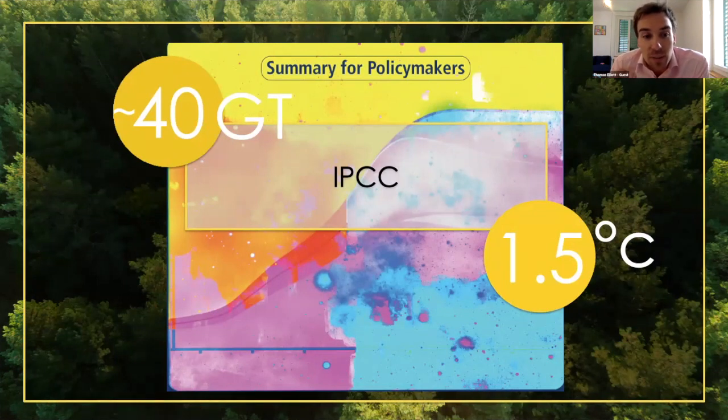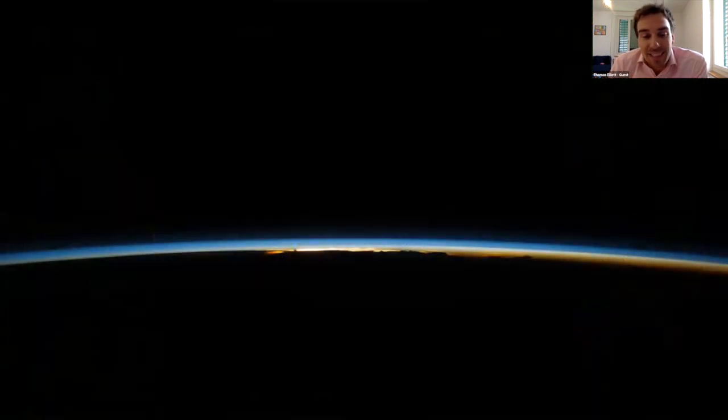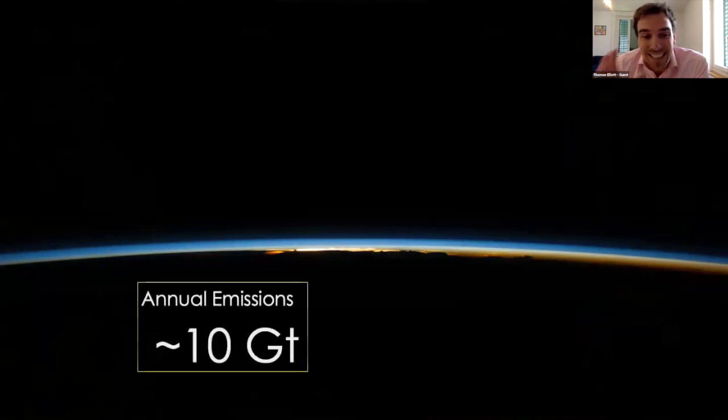Because the thing we're dealing with, the atmosphere, is actually incredibly thin. It's analogous to the width of the rubber on a balloon. And every year, we're emitting 10 gigatons of carbon into that space.